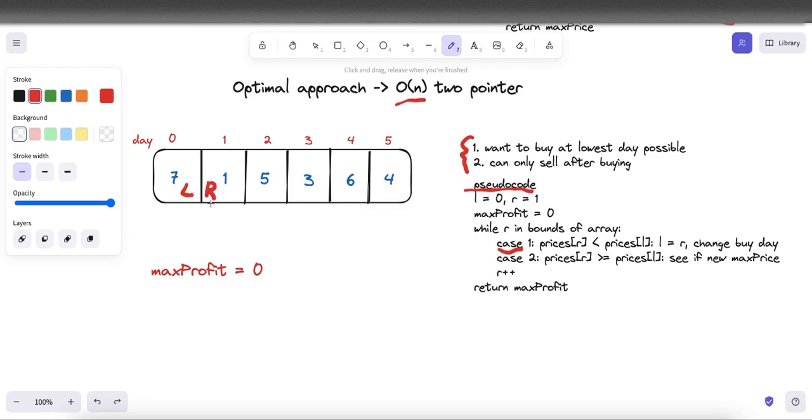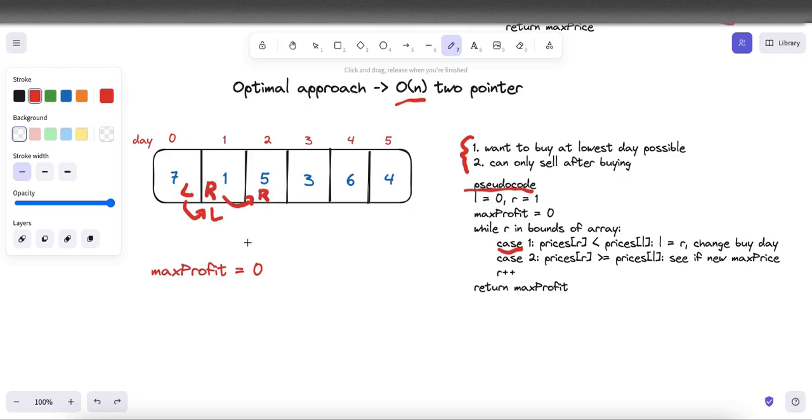our right pointer is, because we know that we want to buy at the lowest day possible, and currently the right pointer points at a day at which the stock has a lower price. So for this iteration, we would move our left pointer to where the right pointer is. Then afterwards, we would move our right pointer so that we could start our next iteration.